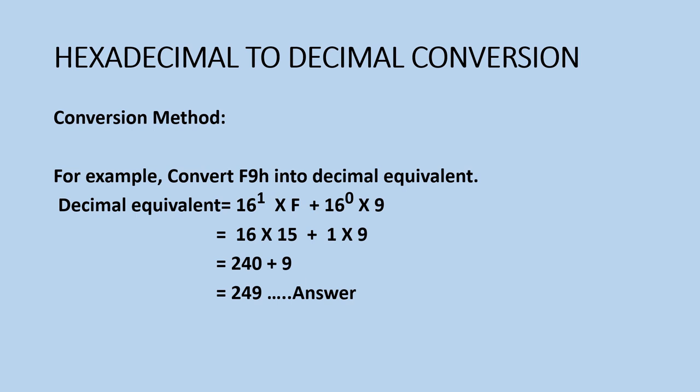This is the manual method to convert a hexadecimal number into its decimal equivalent. That is, for the hexadecimal number F9, I am getting the decimal equivalent 249. Now for this we are going to write the assembly language program, and for this we will be getting the answer as 249. So let's start with the program.